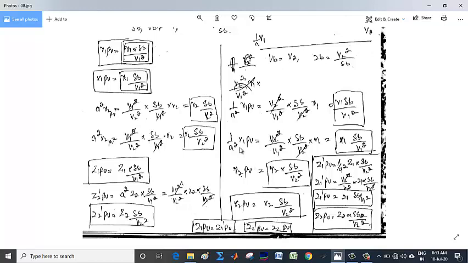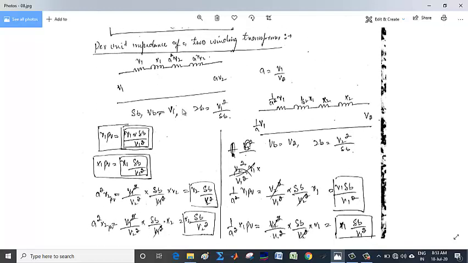But we need to take one precaution here: when we are referring it to primary, we have to take the base value of V1, and when we refer it to secondary, we have to take the base value of V2. What I mean to say is that when we are solving a circuit, on the primary side the base value will be V1, and on the secondary side the base value will be V2. So this is the important point that you have to take into consideration while calculating the per unit value of a transformer or a transformer in a power system.